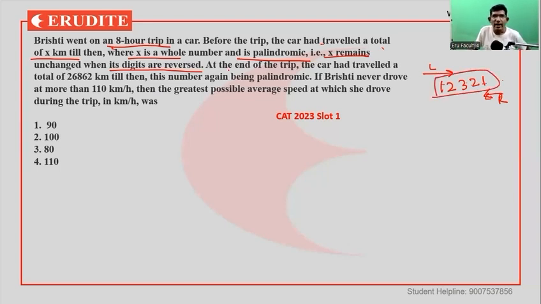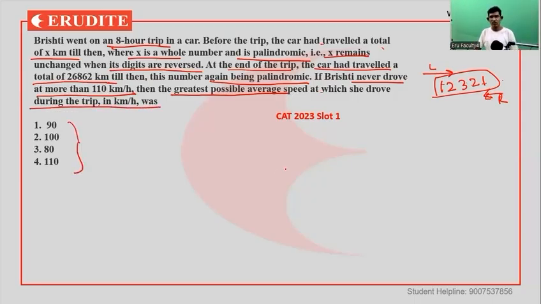Now it says, at the end of the trip, the car had traveled a total of 26862 kilometers. The car's odometer reads 26862 kilometers, which is also a palindromic number. If Brishti never drove at more than 110 kmph, then the greatest possible average speed at which she drove during the trip was what? These are the 4 options. If you want to solve it theoretically, step by step, or by pure math, then it is going to be very complex and clumsy.